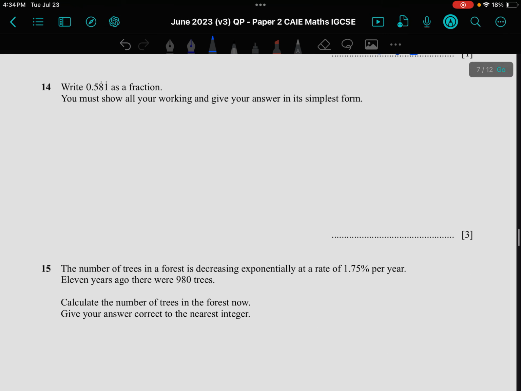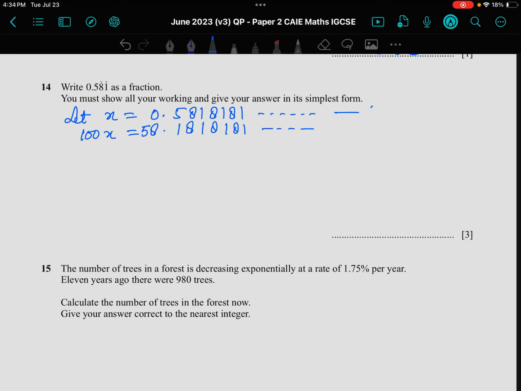Write 0.5818181 as a fraction. You must show all your working and give your answer in its simplest form. So let x be equal to 0.581818181, which is being repeated, a recurring decimal number. So now what is 100x, multiplied by 100? So it is 58.1818181, and it will go on like this. This is equation 1. This is equation 2.